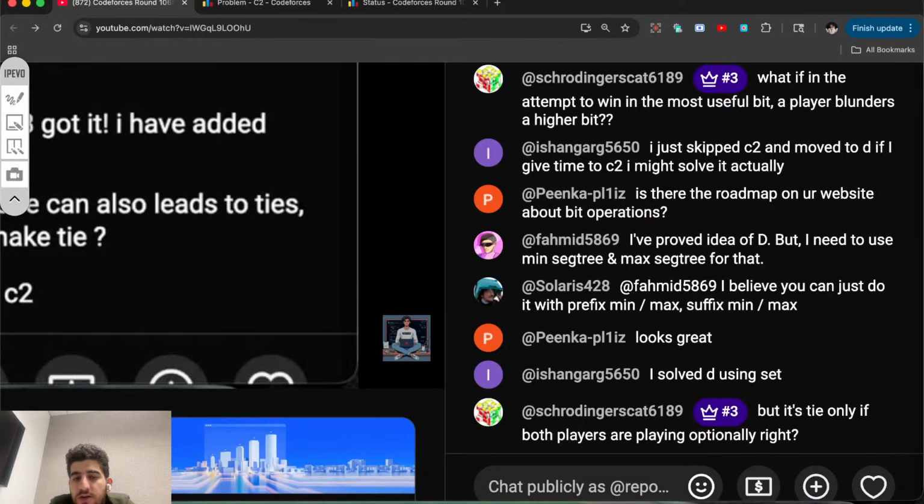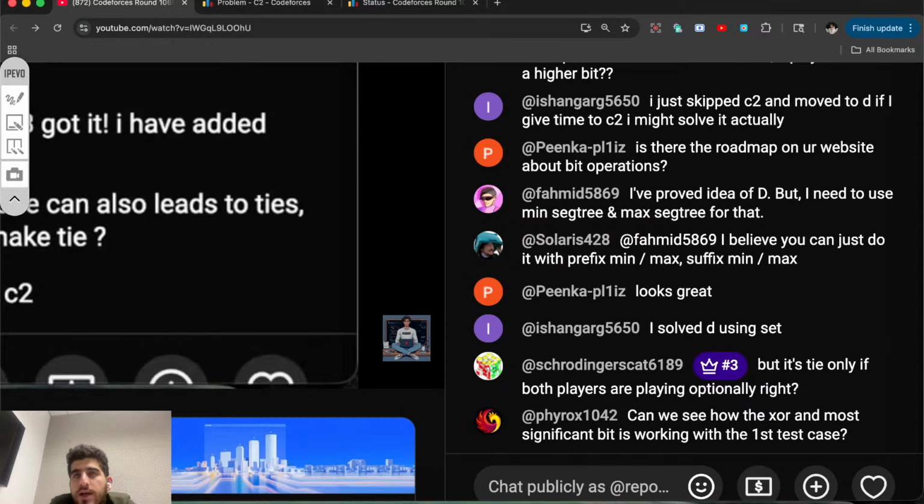Okay, that's great. Let's tie only if higher bits are tie in any case. I mean, however they play, the higher bits are gonna end up in tie. Why? Because we have an even number of them. So either both of them will have an odd number of that bit, or both of them will have an even number of that bit. So it will be tie.